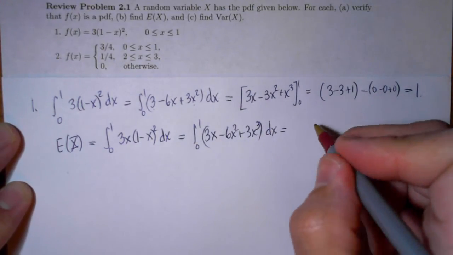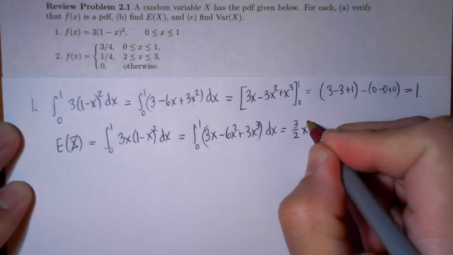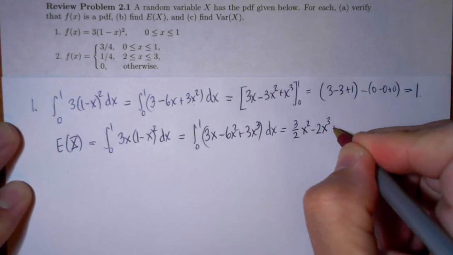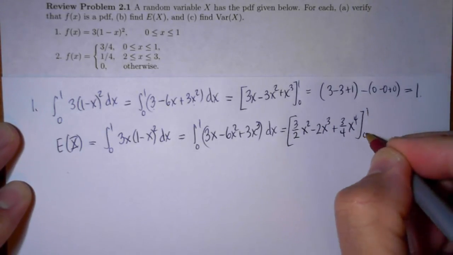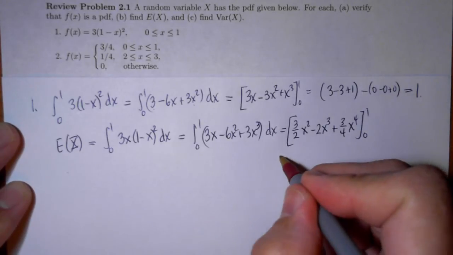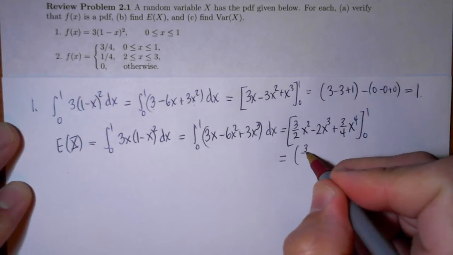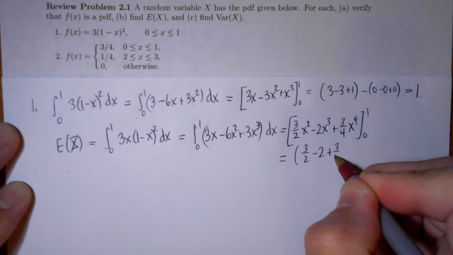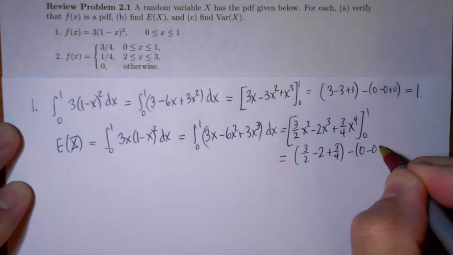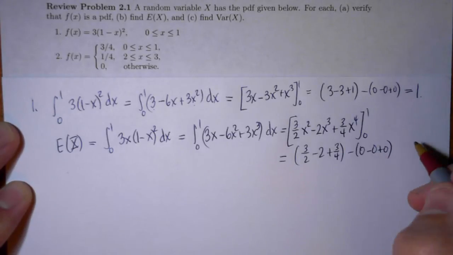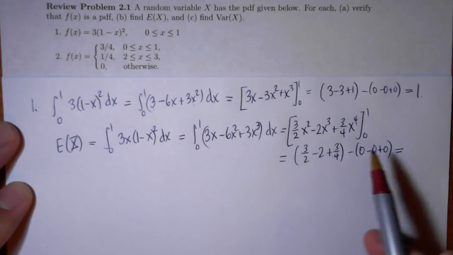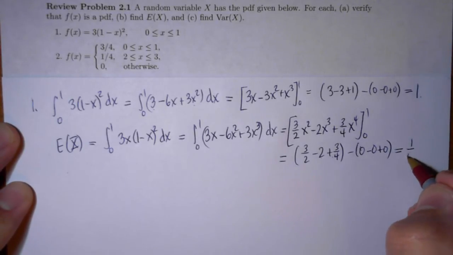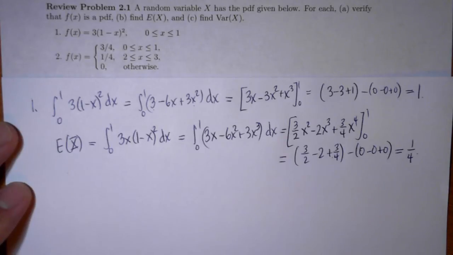Okay, we do the integral, and we get 3/2 x squared minus 2x cubed plus 3/4 x to the fourth, evaluated from 0 to 1. So plugging in, we get 3/2 minus 2 plus 3/4. Plugging in 0 is fairly straightforward. And then doing the arithmetic, we get 3/2 minus 2 is negative 1/2, plus 3/4 is 1/4. And so the expected value of this random variable is 1/4.